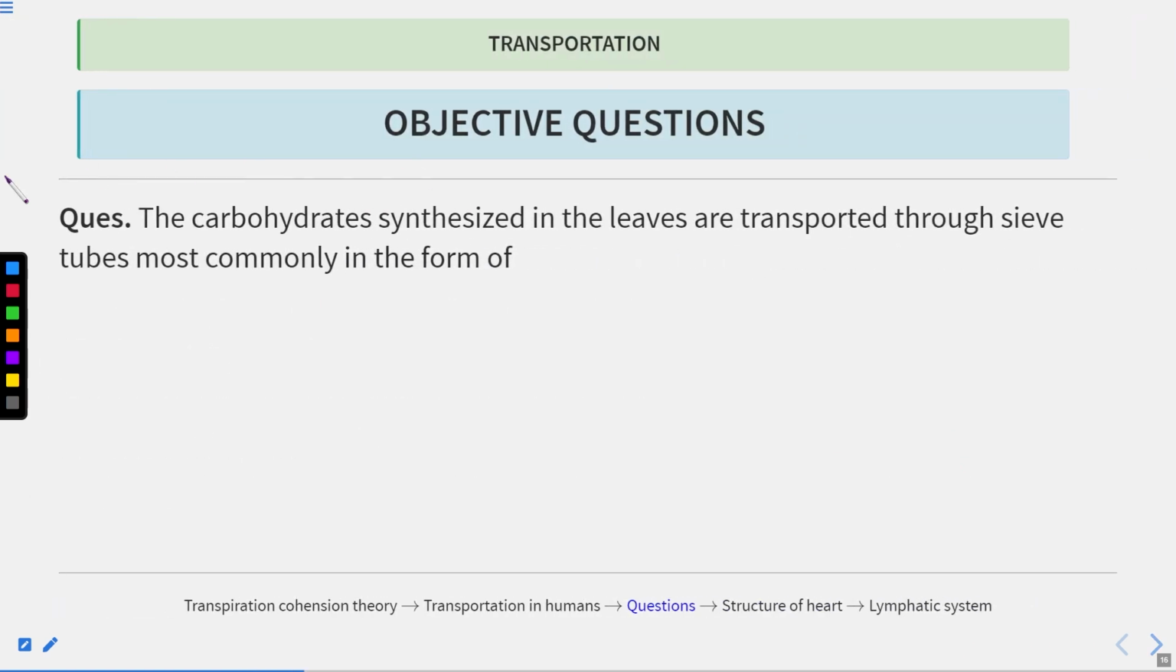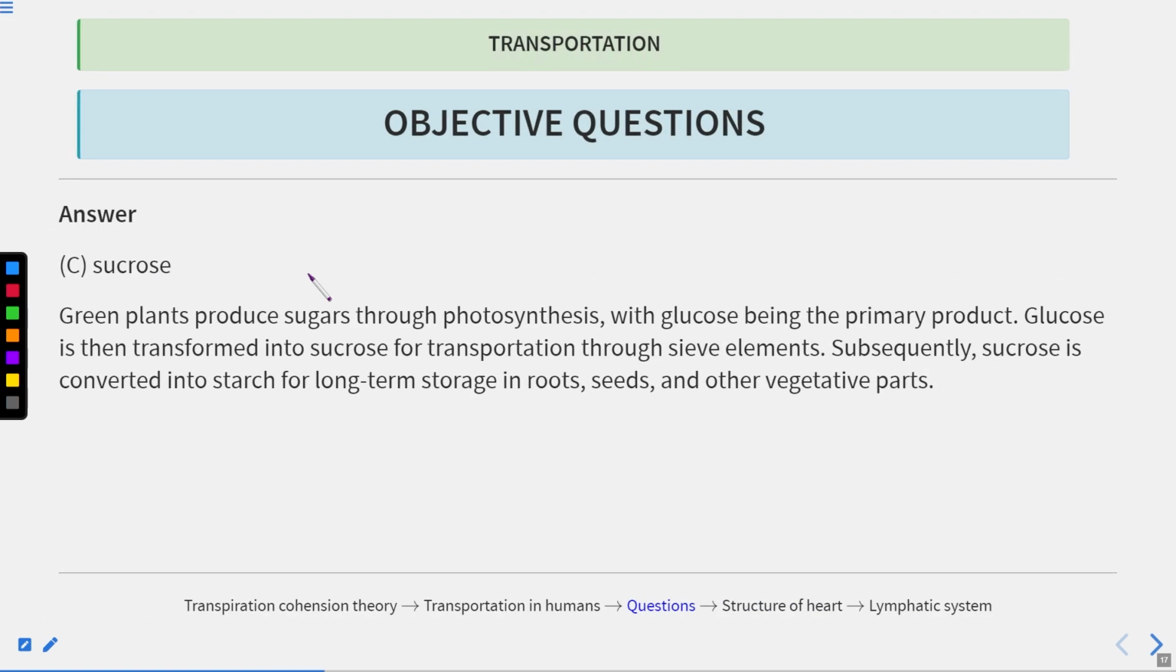The next question is, the carbohydrates synthesized in the leaves are transported through sieve tubes, most commonly in the form of, and the options are glucose, starch, sucrose and cellulose. Now, what is the answer? Sucrose is the answer here. So let's see the explanation.